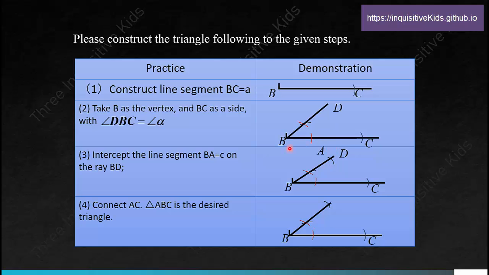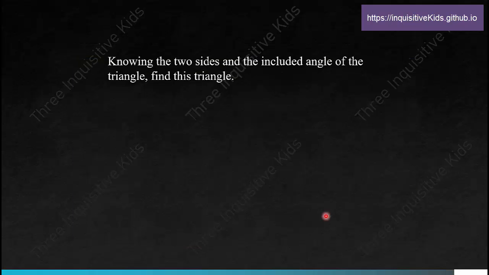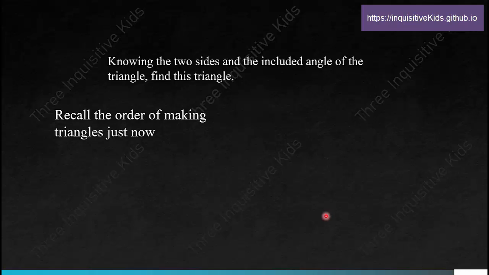So then, number 4 would be connect AC. Connect AC. Triangle ABC is the desired triangle. So over here, this point where it intersects with BD is called A. So on A, we connect that with C, point C. Now we have that triangle ABC. Knowing the two sides and the included angle of the triangle, find this triangle. So quickly recall the order of making triangles just now. And I want you to actually write this on your notepad so you remember.